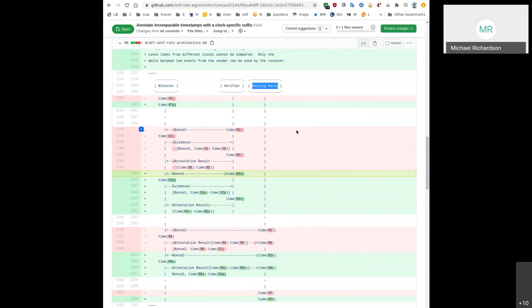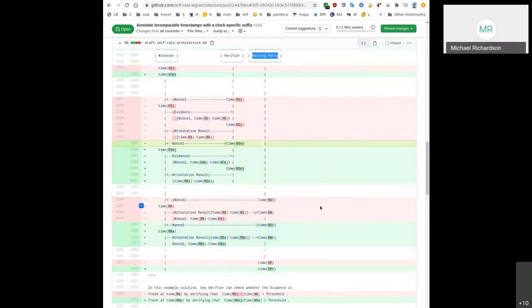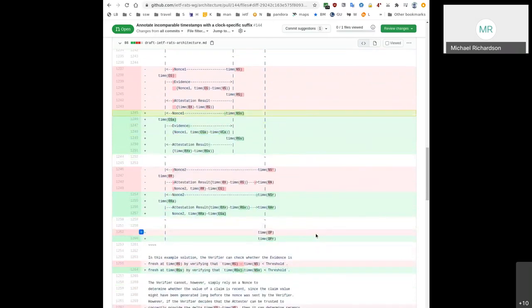I also kind of wonder if the suffixes are underneath that particular line, so presumably it's that clock, but once you get into the text below at the top, and you can see like in line 1256, things like that, you have to say what's what. So if you label them, then it makes you wonder, is that doing incomparable clock comparisons? And no, I checked, all the deltas are between things in the same clock.